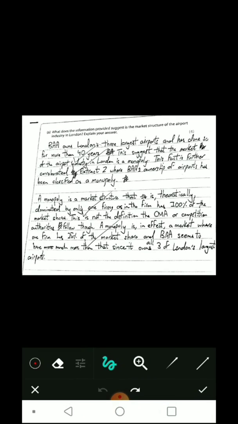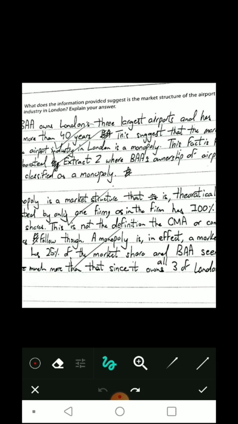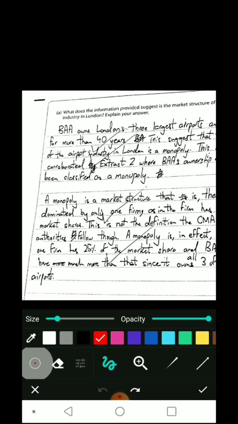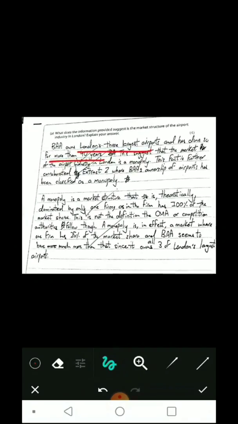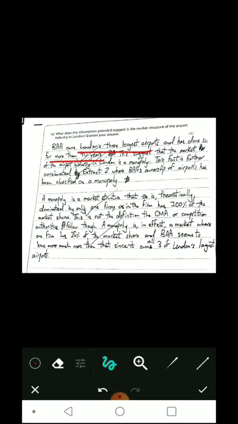Anyway, let's begin. BAA owns London's 3 largest airports and has done so for more than 40 years. That's an application right there. It can be as simple as this. You don't have to go deep into application, as long as you show the examiner that you have read the extract and you are using bits from there. Owning London's 3 largest airports is 1 application. For more than 40 years is the 2nd application.